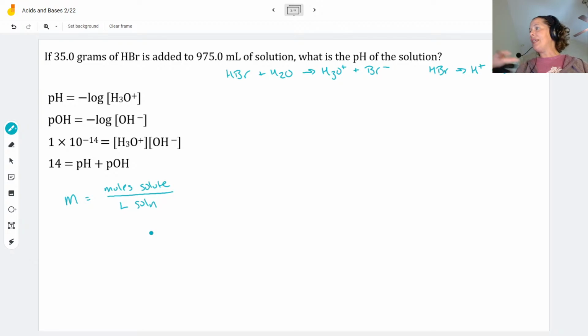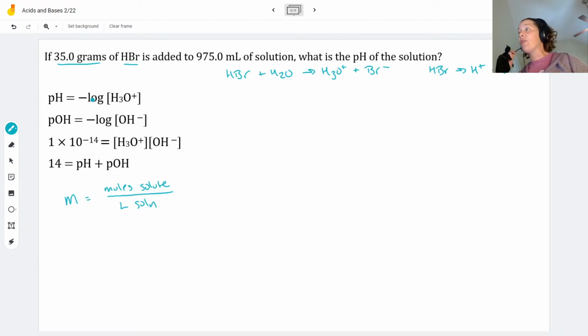Well, what I am seeing here is that if I want to calculate concentration, I'm going to need moles. All right, so I'm going to need moles of my acid, which is HBr, but I've got grams. So for me, my first step is to convert grams into moles.